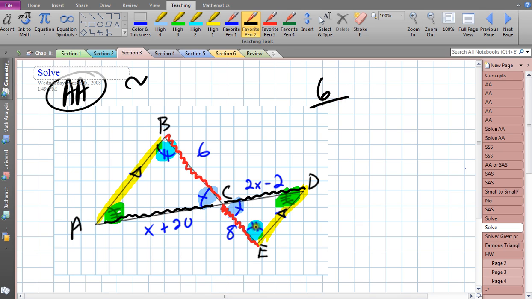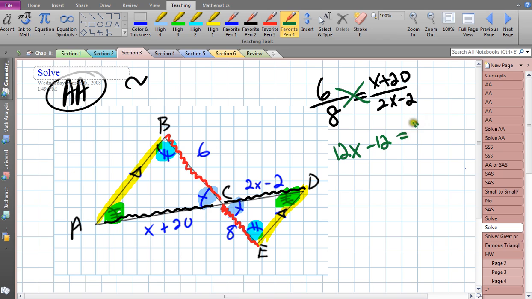So anyway, I'm going to write 6 over 8. And that's proportional to what? x plus 20 all over 2x minus 2. Again, 6 over 8 is proportional to this side, x plus 20 all over 2x minus 2. Well, the geometry is over. I've got to cross multiply. Don't forget the distributive property. This is 12x minus 12 equals 8x plus 160.